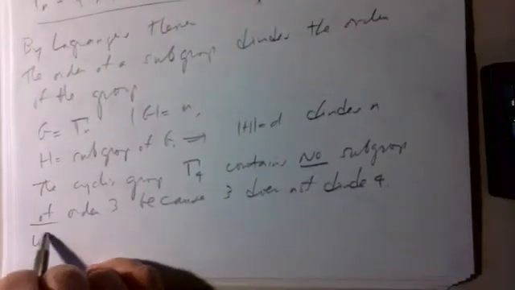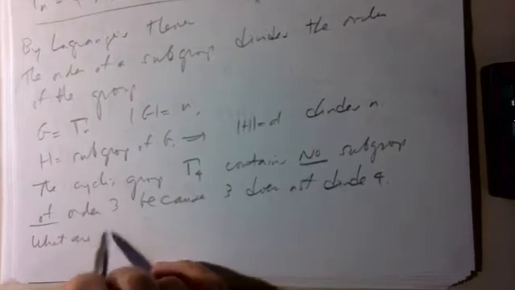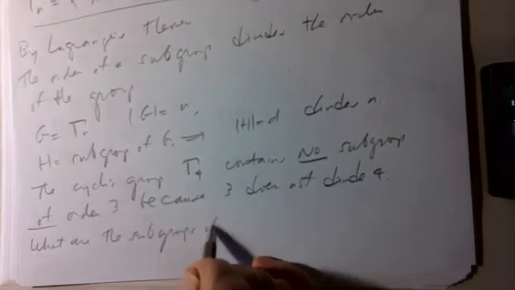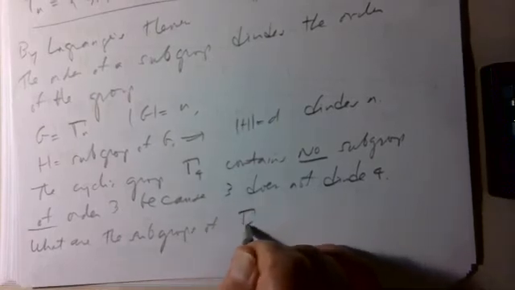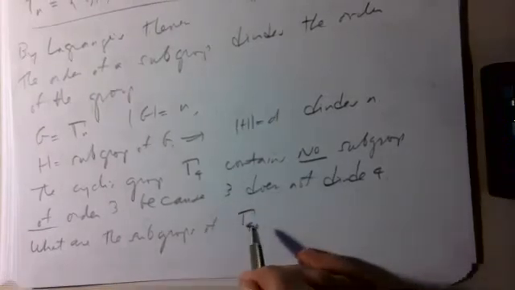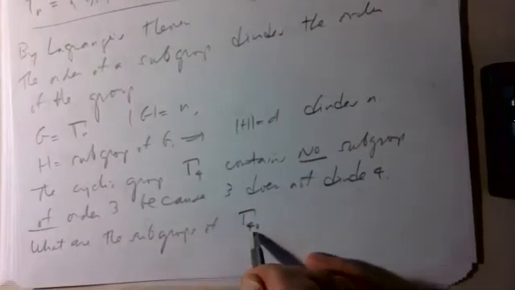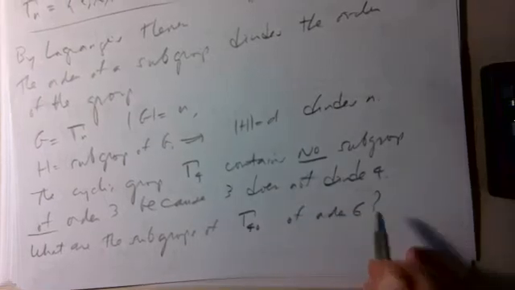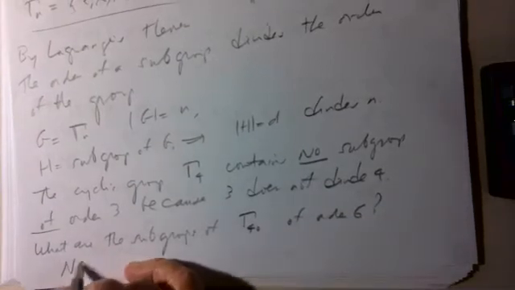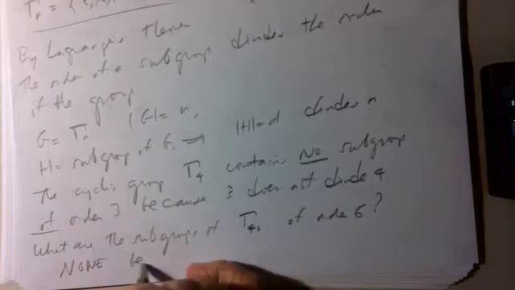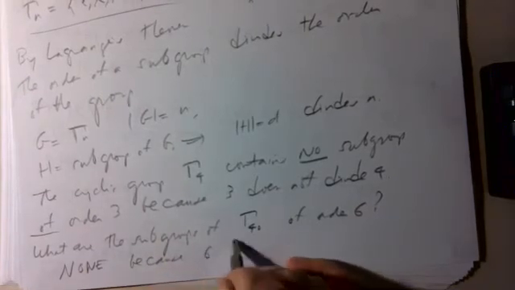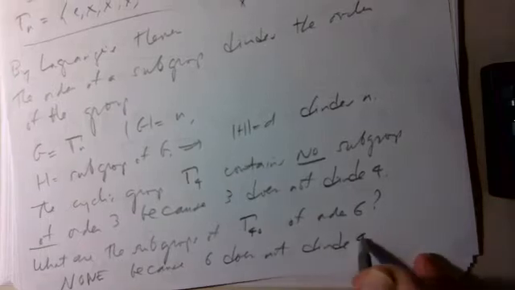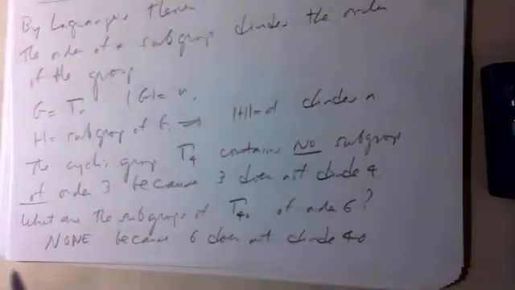So if I were to ask you, what are the subgroups of the cyclic group of order 40 of order 6? The answer is none, because 6 does not divide 40.